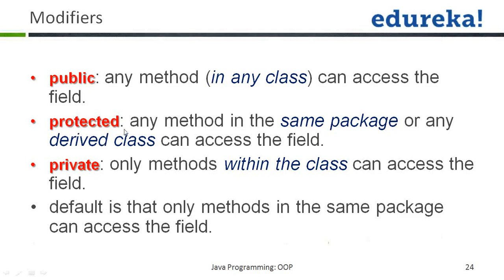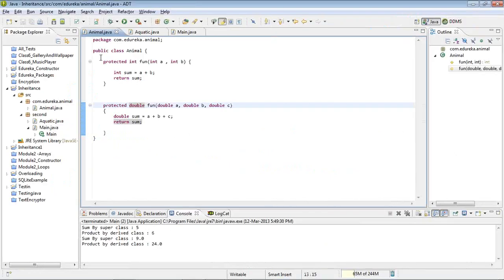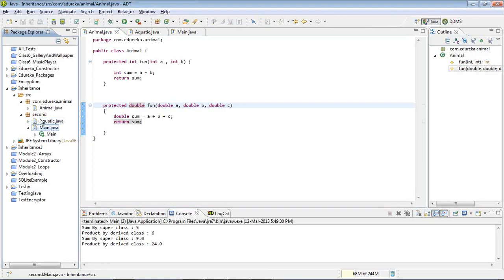default. When it is protected, any method in the same package or any derived class can access the field. These are the two conditions: same package or derived class. In default, only the same package. That is what I'm trying to demonstrate right now. First of all, I'm using protected. Aquatic and main are the classes present in another package. In the first package, only the animal class is present.